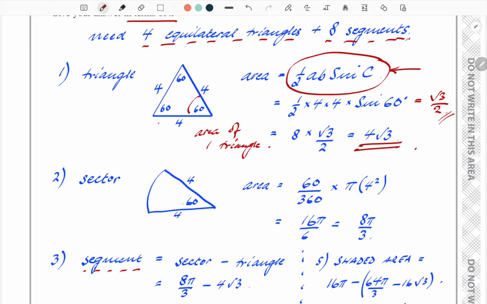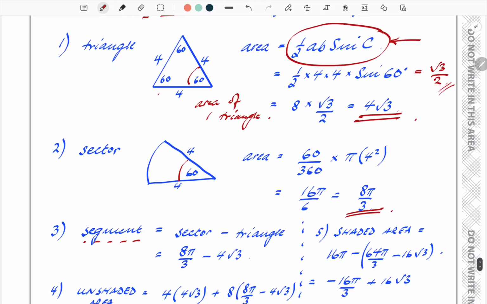So the area of a sector is like a slice of a pie, a cake, a pizza, whatever you want to call it. And we know that the angle at the center is 60. So it's going to be 60 over 360, which would be the full circle, times the area of the full circle. So it's a fraction of the full circle given by the angle over 360. So that's basically 1/6 times 16 pi, and that's 8 pi over 3. So that's my sector.